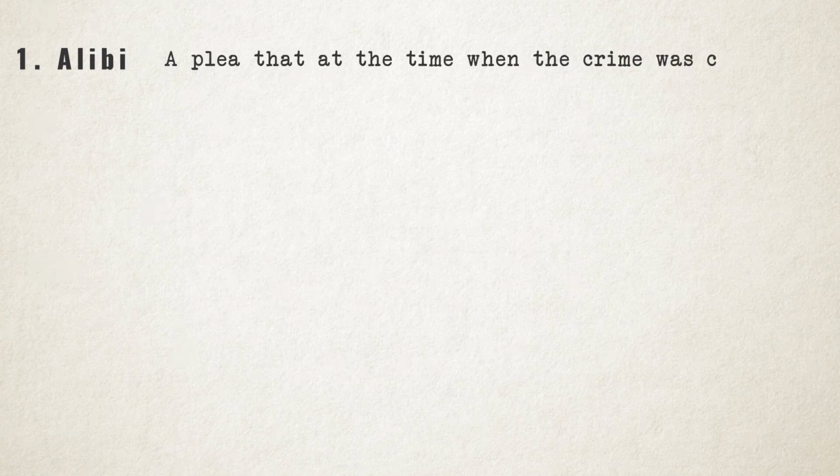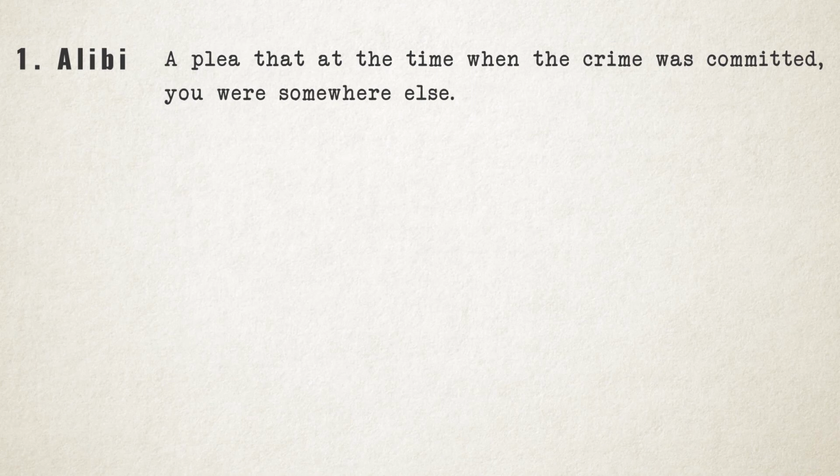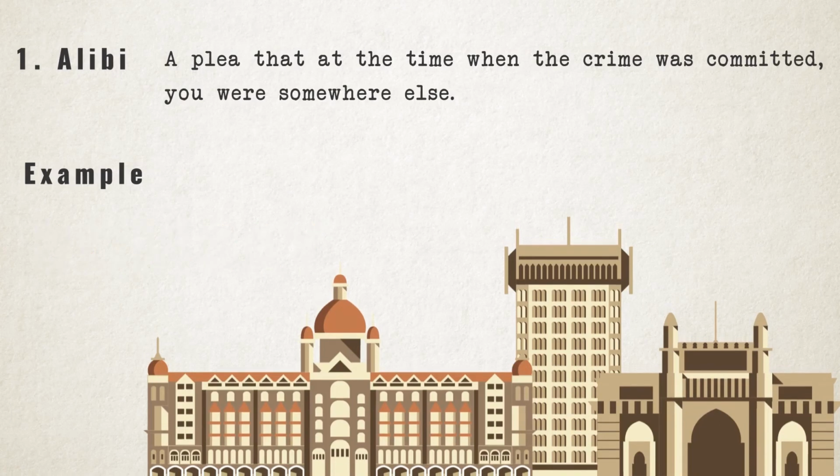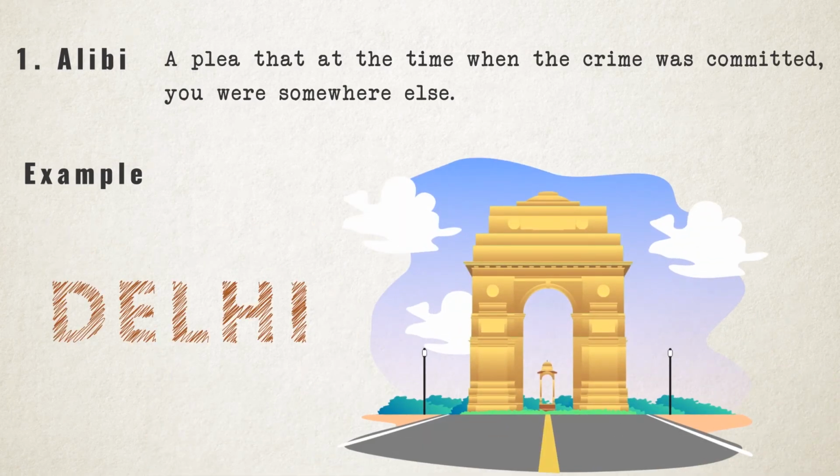Terms that we have learned from this part of the video. 1. Alibi. Alibi is the plea that a person charged with a crime was somewhere else when the crime was committed. For example, if a crime is committed in Bombay and you can prove that at the time of crime you were in Delhi, you have an alibi.